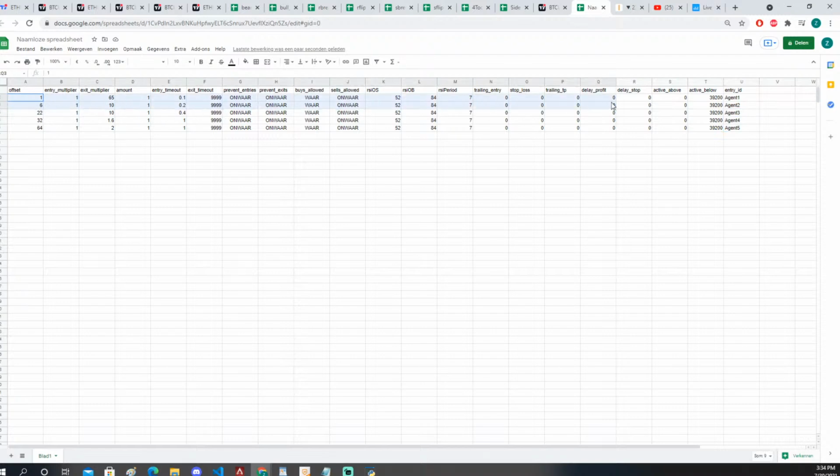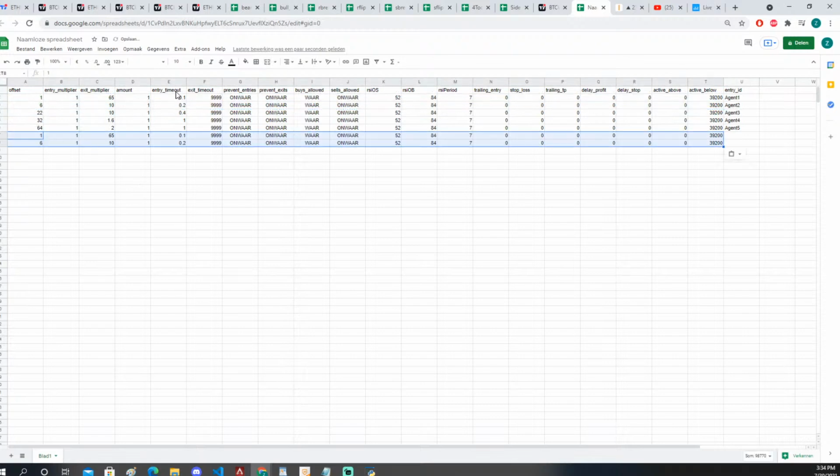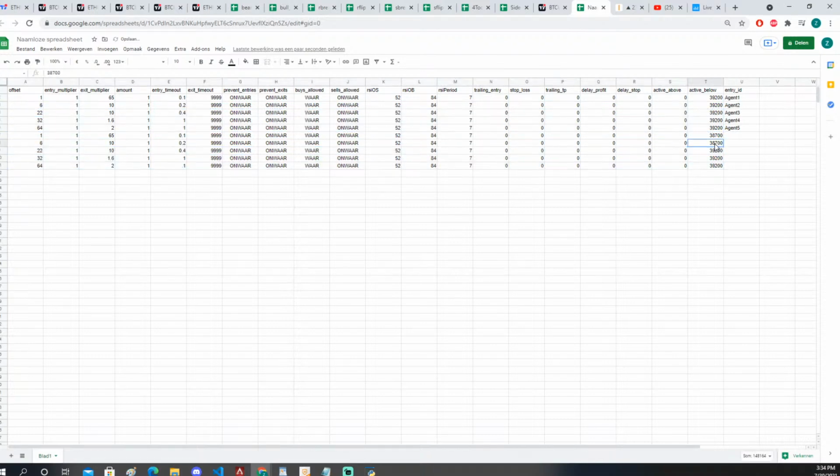Let's take these two agents without their name, because every agent has to have a unique name. We say that these agents are able to buy below 38,700. I could probably take all of these and set this value for them. We call these swing, because they're going to do a swing trade for us. Swing 1 to 5, we've set them up.